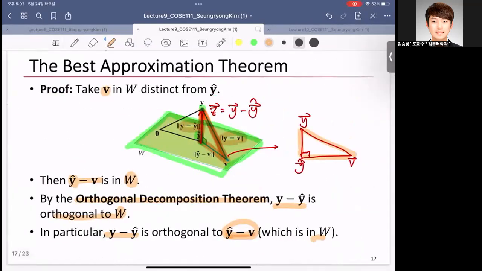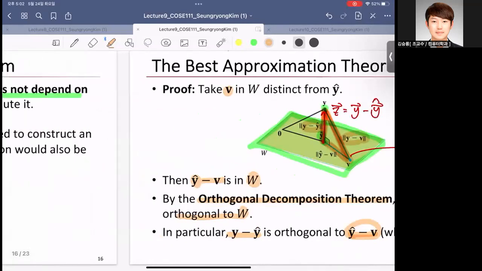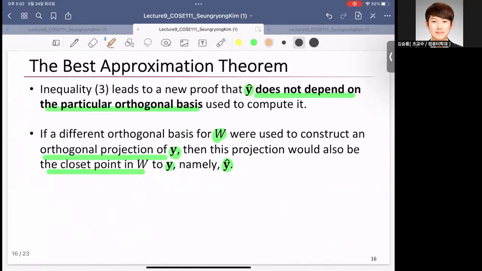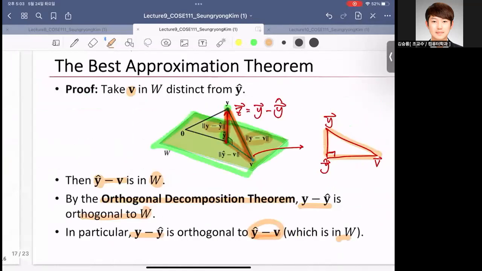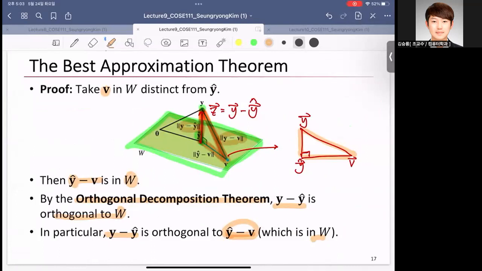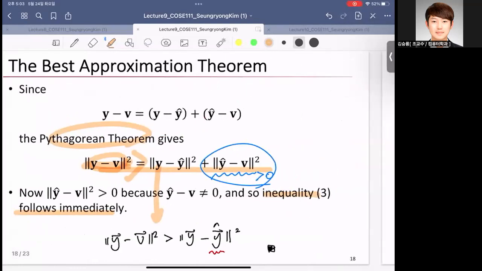So we already discussed why you have to know this, right? We want to find the approximate solution for an inconsistent system. We will discuss this one in chapter 6.4, but here we just mention the closest point can be determined by the orthogonal projection of y onto the W space. So we already proved this theorem here.